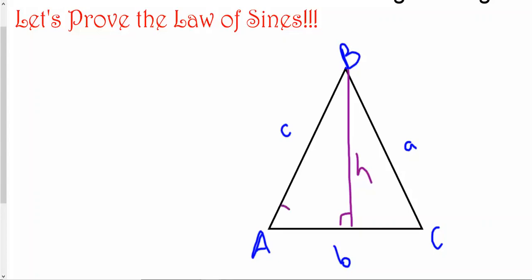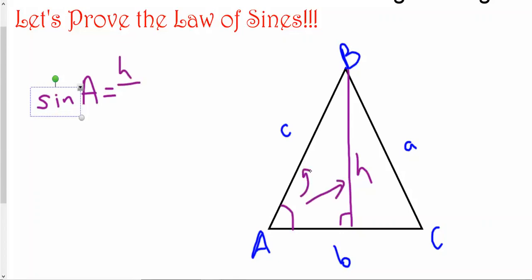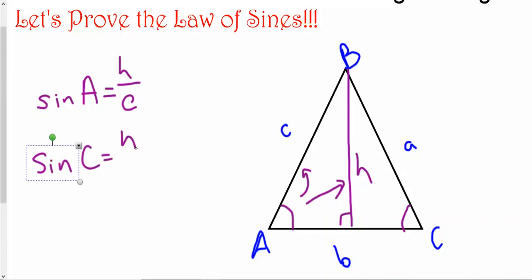So let's first talk about the sine of A. We know sine in general is just the ratio of the opposite side over the hypotenuse. So this would be c. If we do the same thing for C, we'd realize that the sine of C is equal to the opposite side, h, over the hypotenuse. Now maybe you realize here that both of these have h in them. So let's solve for h.